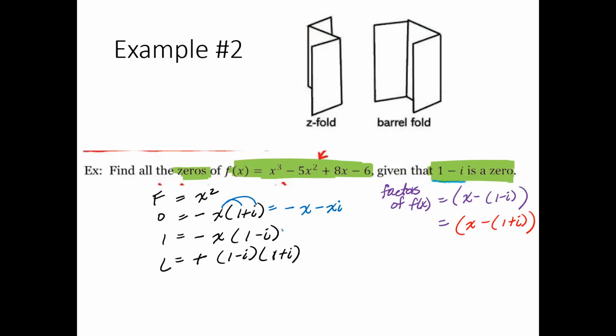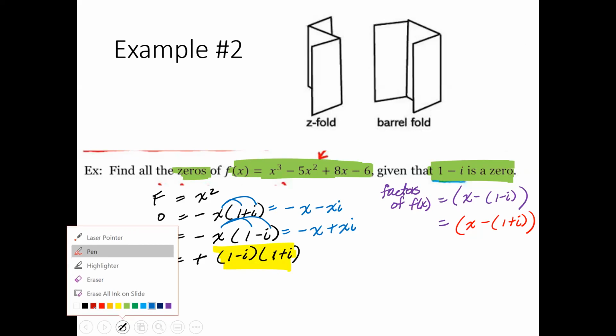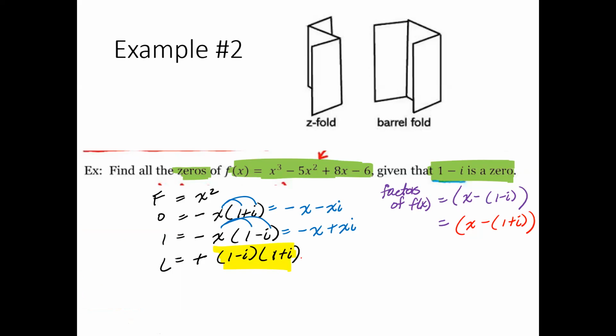So if I were to simplify this piece right here, negative x times 1 is a negative x. Negative x times i is a positive xi. All right. Okay, so with that said, unfortunately, you guys, you're going to have to FOIL this little part right here. But at this point, I hope you realize that you can probably do FOIL in your head. First is 1 times 1, so that's 1. Do you see how, if you do your outer, you're going to get a 1 times i, which is a positive i, but then your inner is negative i times 1, which is a negative i.